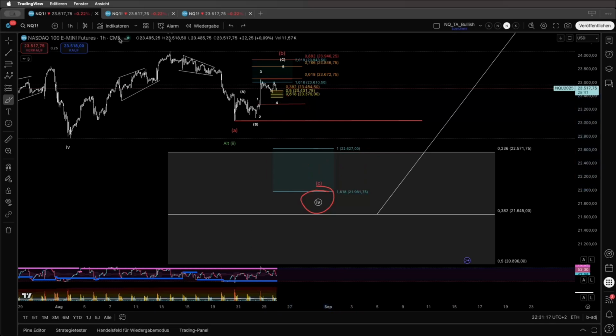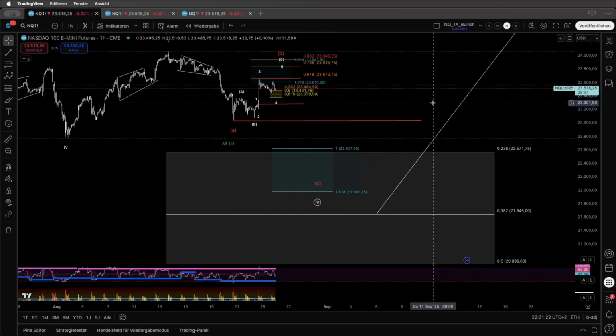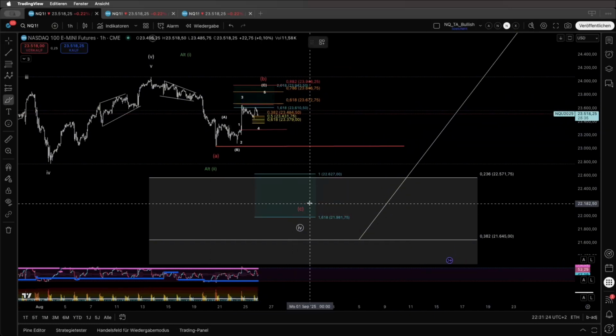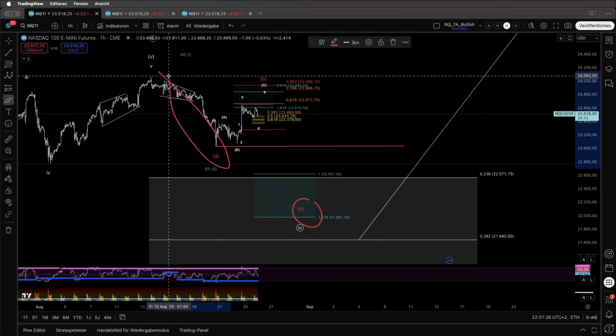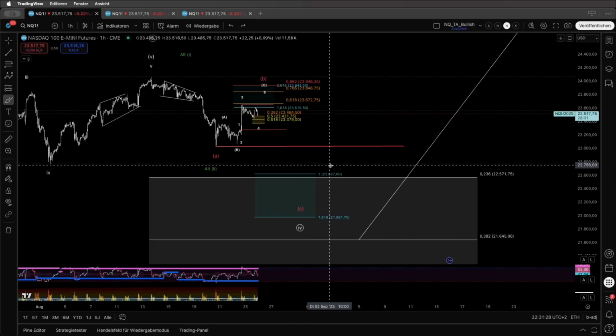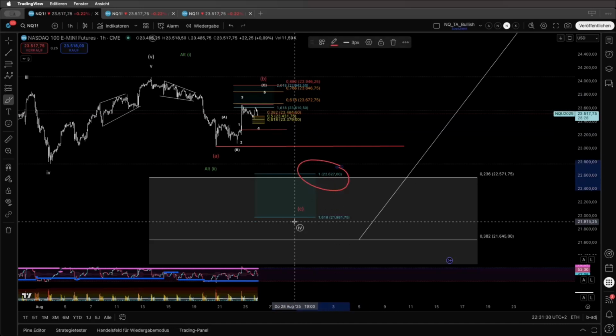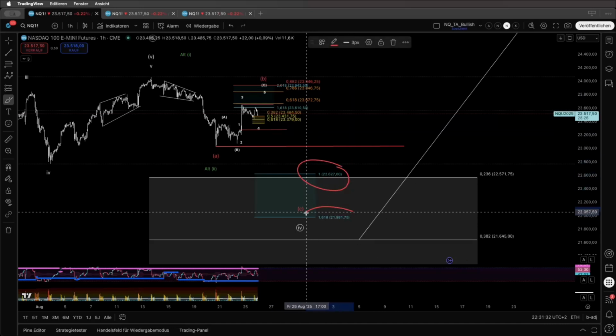And I have also added some Fibonacci extension targets to the downside. If I compare our wave C to wave A, we have a target to the downside at the 100% extension at 22,627, or also down to 21,981.